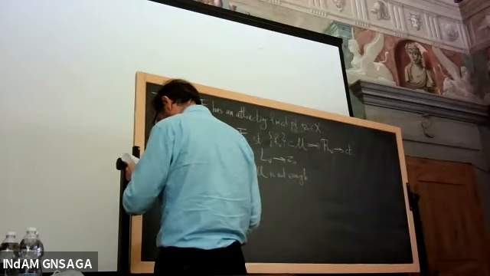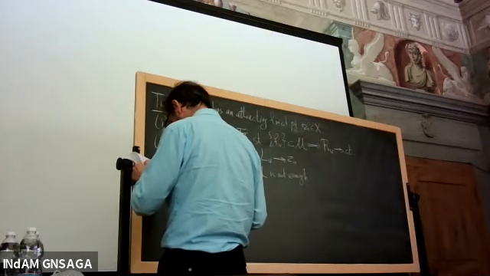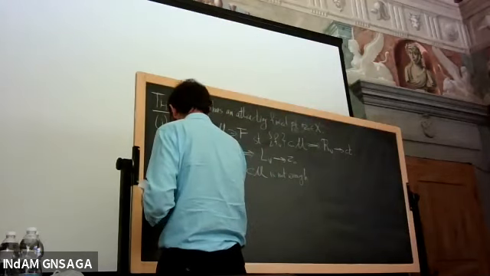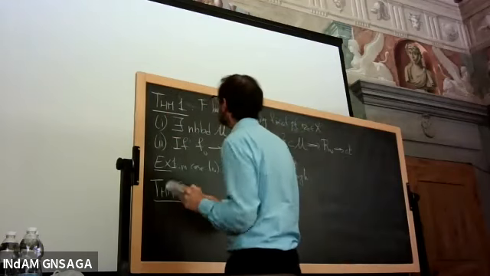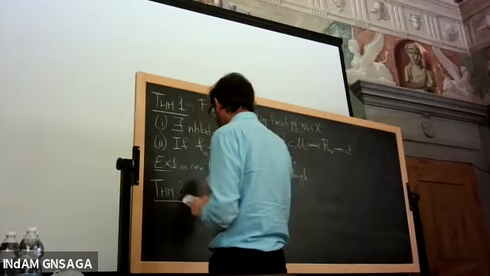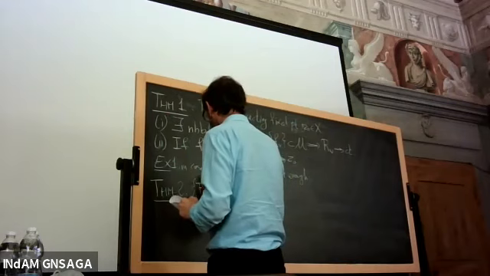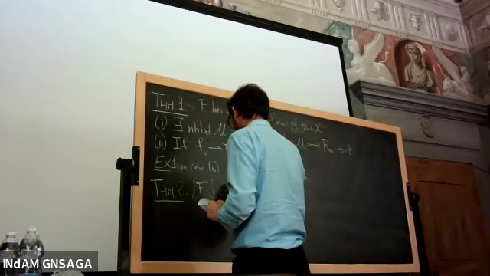Theorem 2, which is possibly the most interesting, yes, the most difficult to prove, is the case when the sequence of iterates is compactly divergent.